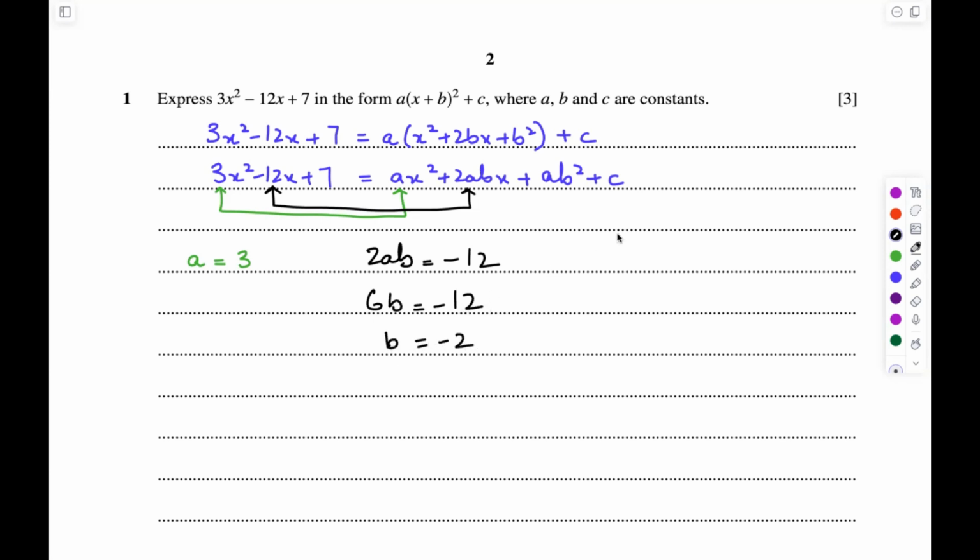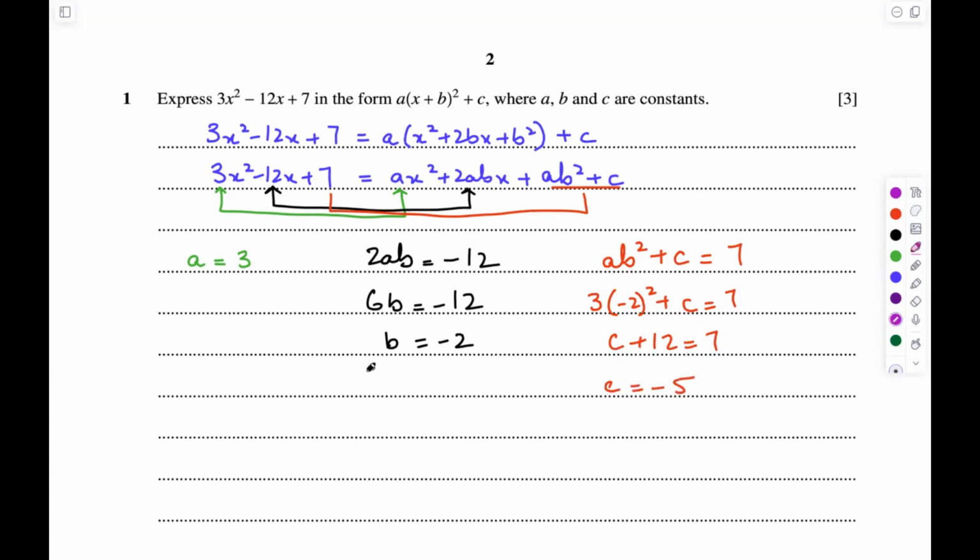And finally, comparing the constant term, which is 7 on the left hand side, and on the right hand side it is ab squared plus c. So ab squared plus c will be equal to 7. A is 3 and b is minus 2, so this will become 3 into minus 2 whole squared plus c is equal to 7. So minus 2 squared will become 4 times 3, which is 12. So c plus 12 equals 7, and c will be equal to minus 5.